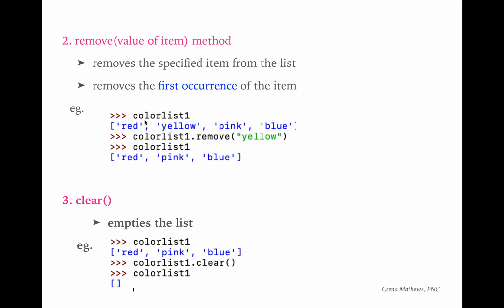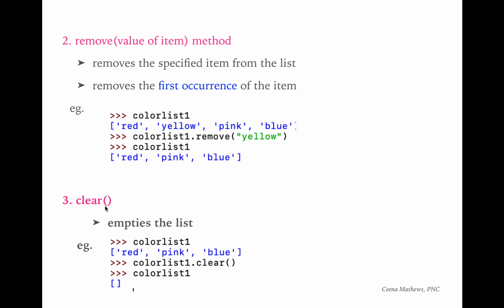Okay, according to the previously created list, the color list one has four colors, and here I remove yellow color. Instead of giving the index, you can directly give the value itself. So when you give the value yellow to be removed, then when you display the color list, you can see red, pink, and blue only now in the list.